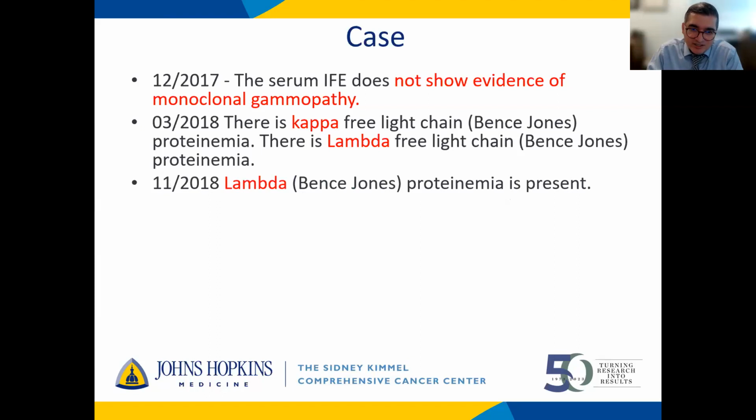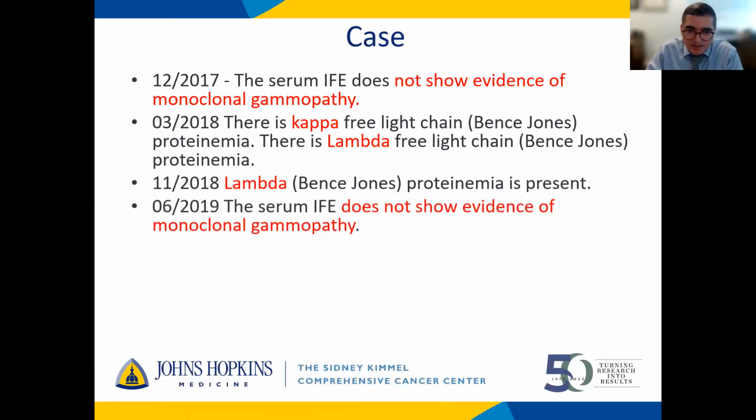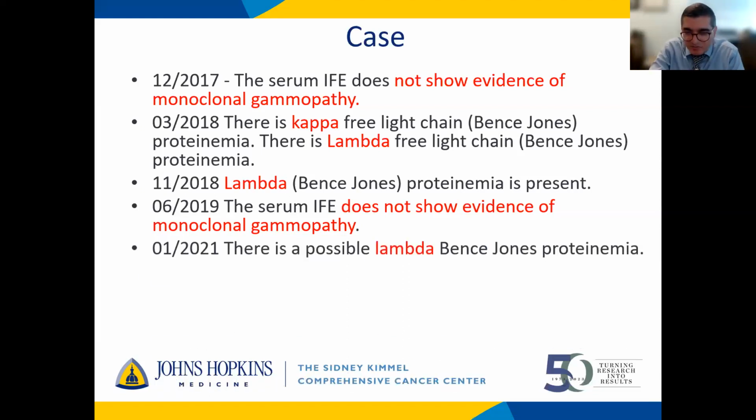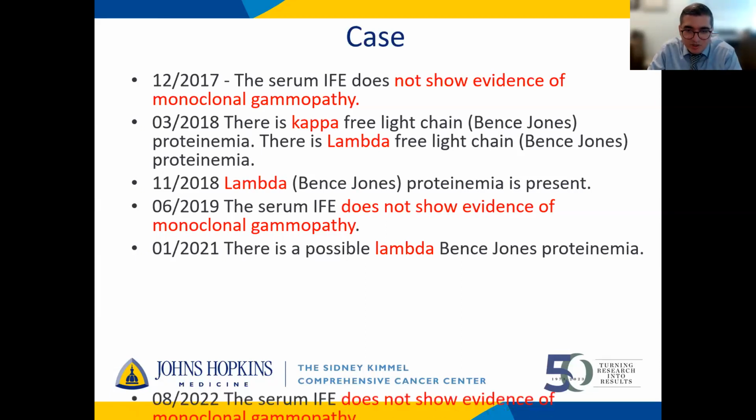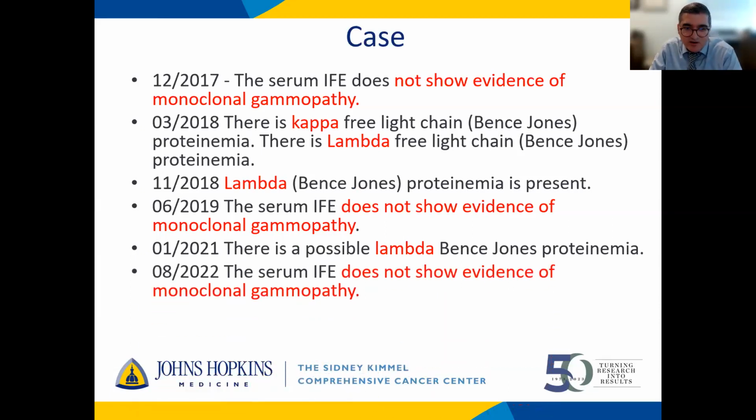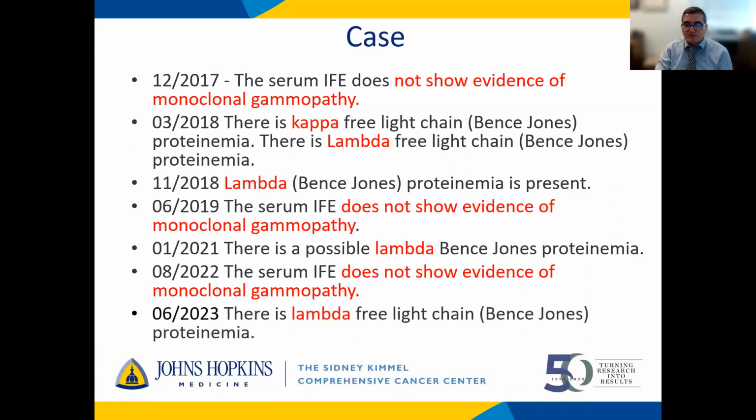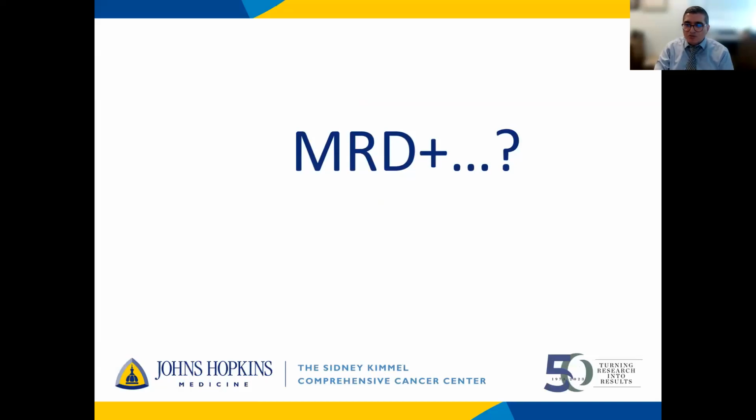In November 2018, it's just lambda light chains. June of 2019, everything looks clear. In between, in 2020, he had tests that were intermittently bouncing around between negative and positive. But in January of 2021, he's lambda light chains. And in August of 2022, there's nothing. And then again, recently, there's lambda-free light chains. So I haven't performed an MRD test. And I want to clarify that this gentleman is off treatment for many, many years now.